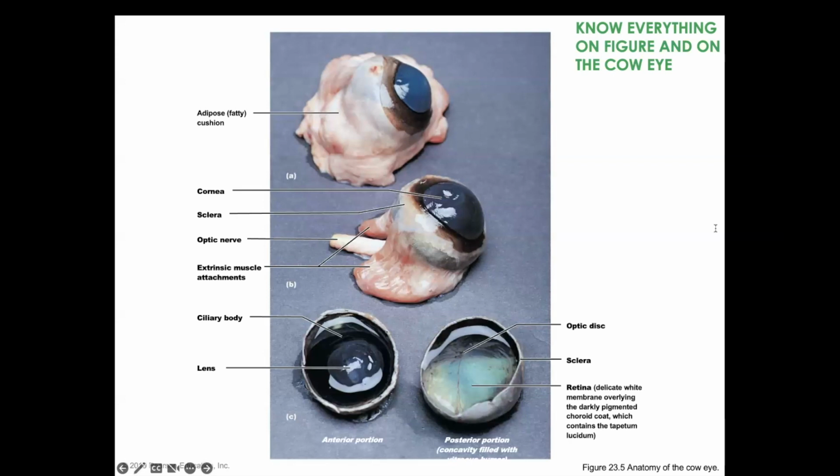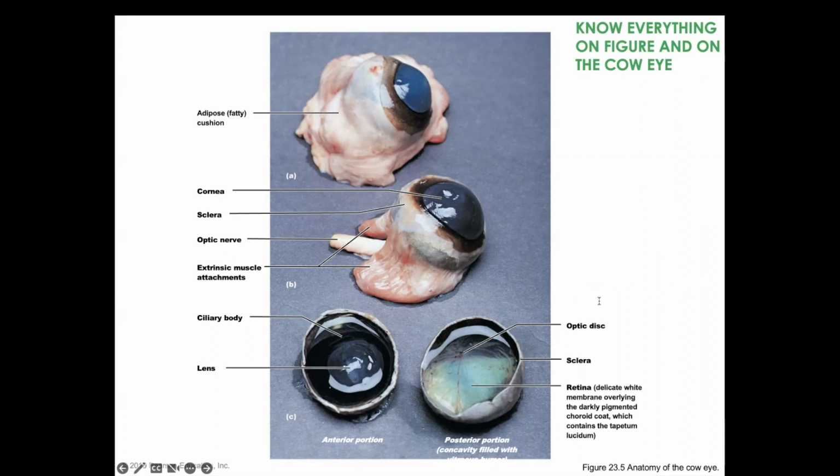Here is a dissected cow eye, and it's very similar to the human eye. At the top, you'll see a lot of adipose tissue surrounding the eye that acts as a cushioning for the eye. Then we can see the cornea, which is dark because of the preservatives that are typically used, which cause discoloration of the cornea. Typically, the cornea is clear. Then we have the sclera and the optic nerve.